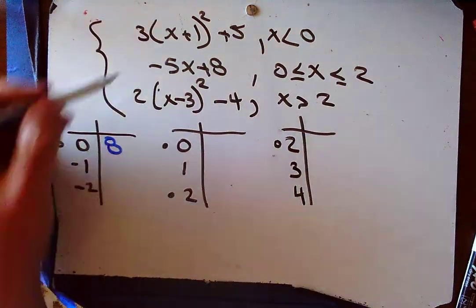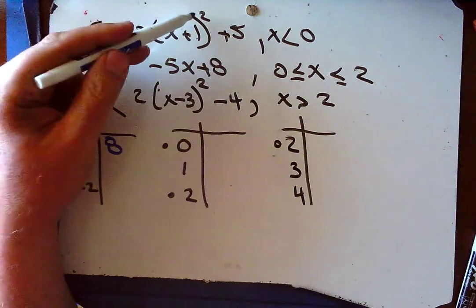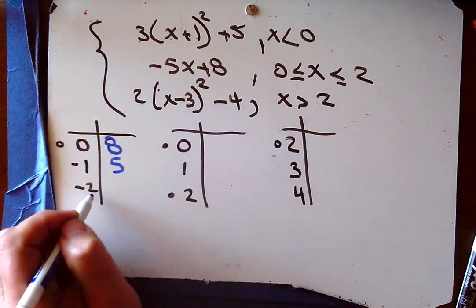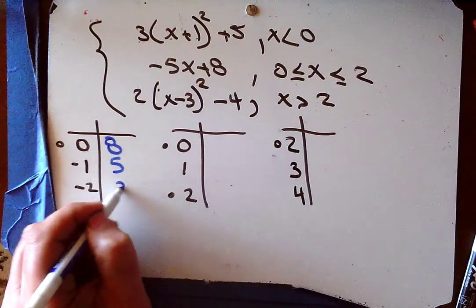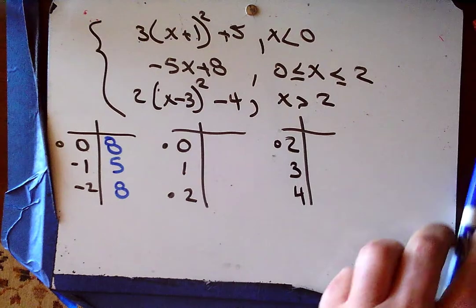If I plug in a negative 1 here, negative 1 plus 1 is 0. 0 squared is 0, times 3 is 0, plus 5 is 5. And if I plug in a negative 2, I end up with 8 again. Okay, that's the left piece.